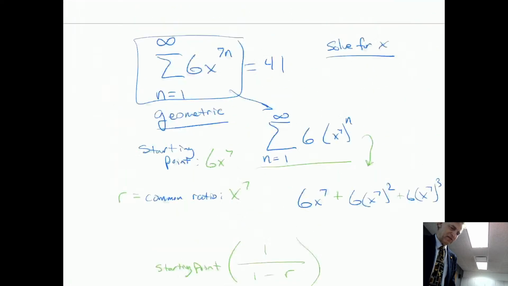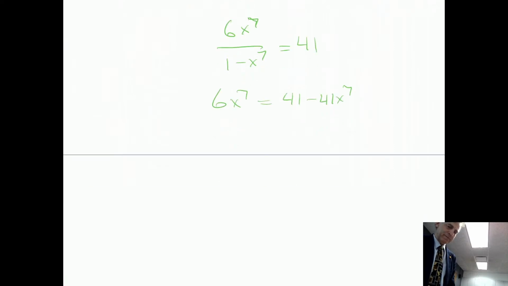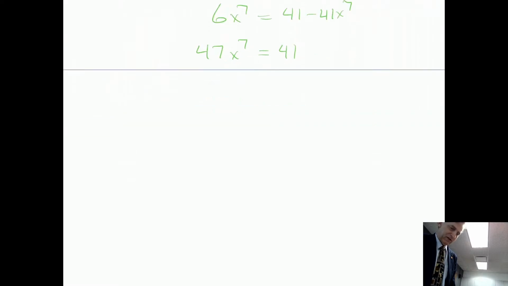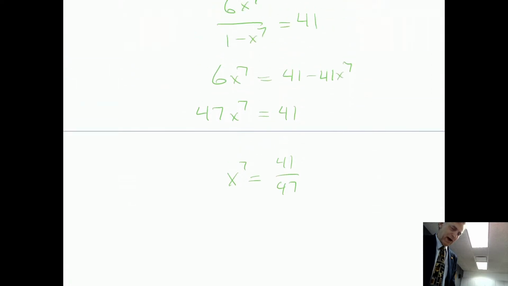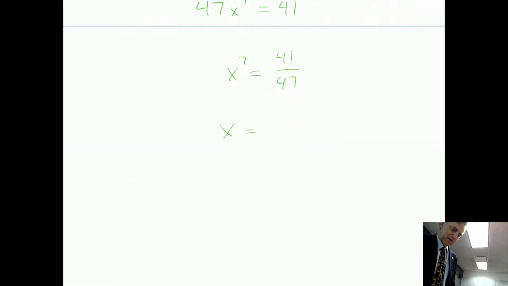And what is it that this was supposed to equal? Oh, it's supposed to equal 41. All right, this can't be that hard. Let's do this. 6x to the 7th is equal to 41 minus 41x to the 7th. That means 47x to the 7th is equal to 41. Okay, so this isn't all that great. x to the 7th is 41 over 47. Wow, this is terrible. Did I make a mistake somewhere? I don't know. We're going to find out. So x is equal to the 7th root of 41/47.